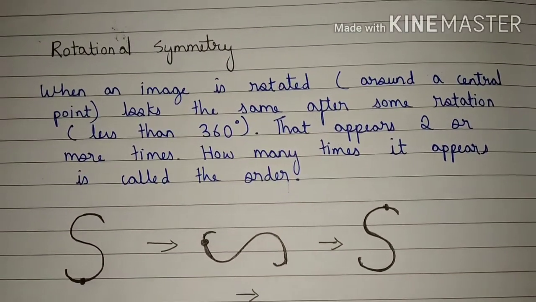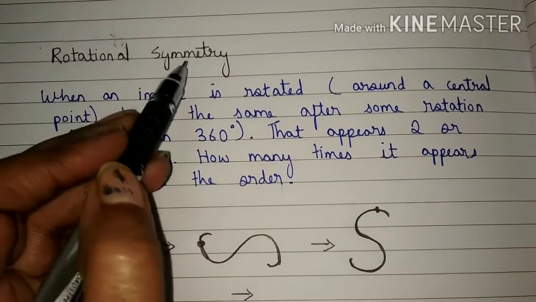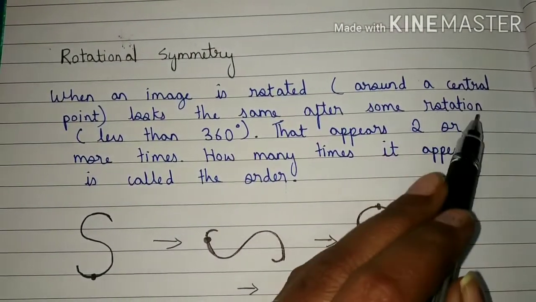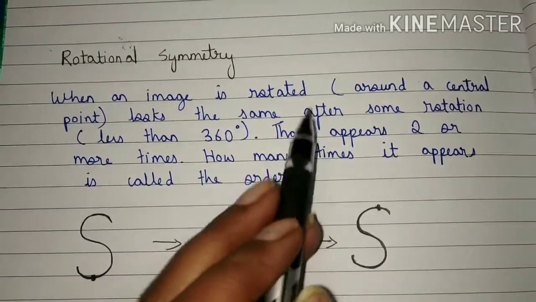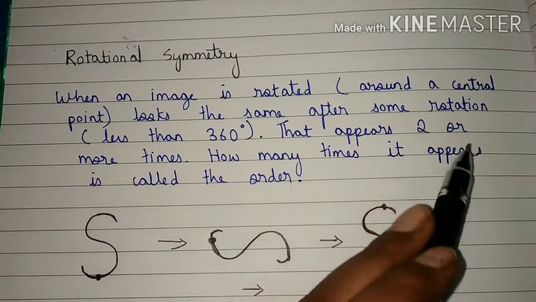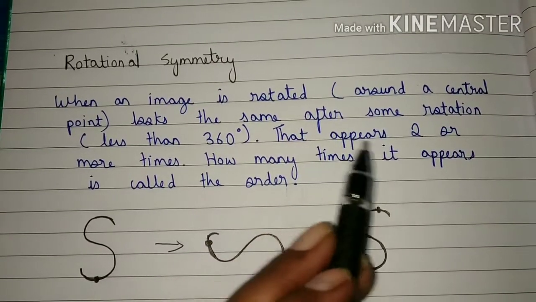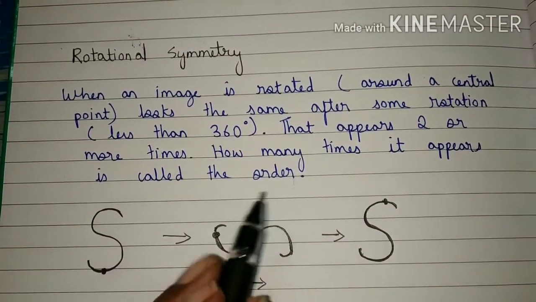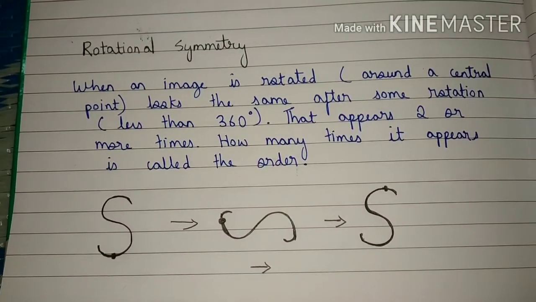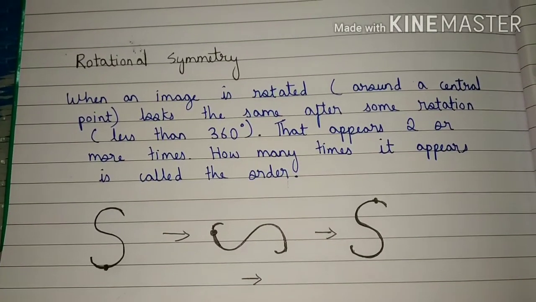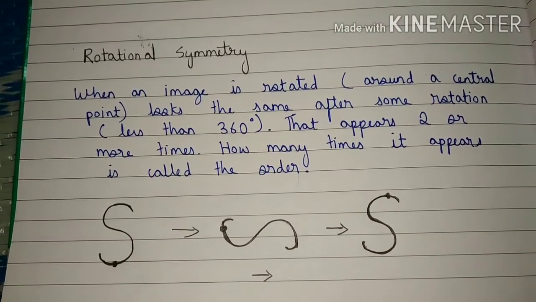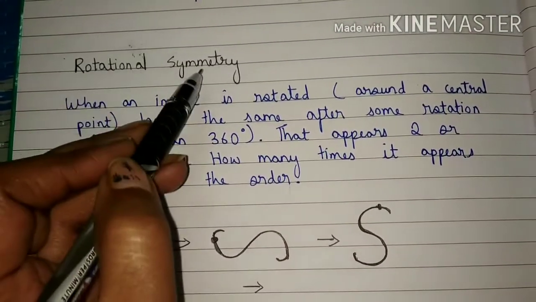Students, now let us understand the concept of rotational symmetry. Rotational symmetry means when an image is rotated around a central point, it looks the same after some rotation of less than 360 degrees, and this appears two or more times. How many times it appears is called the order. Students, rotational symmetry means when you rotate an image and after rotation, the image looks the same. So students, this type of rotation is known as rotational symmetry.